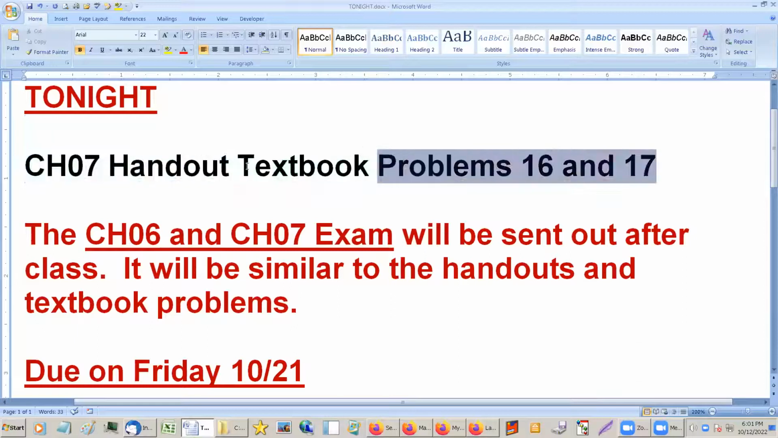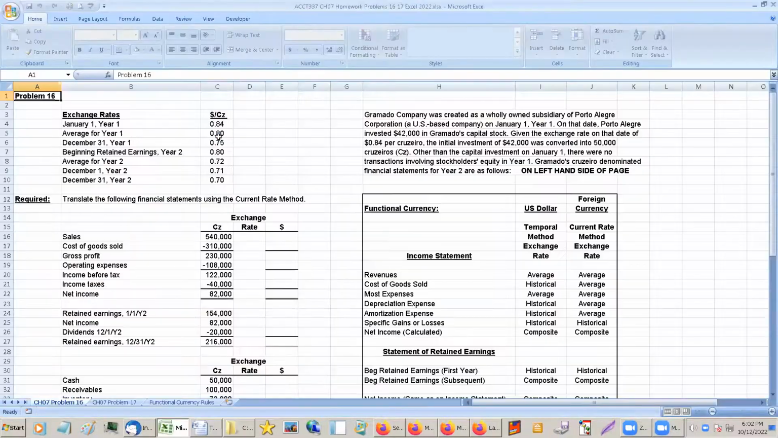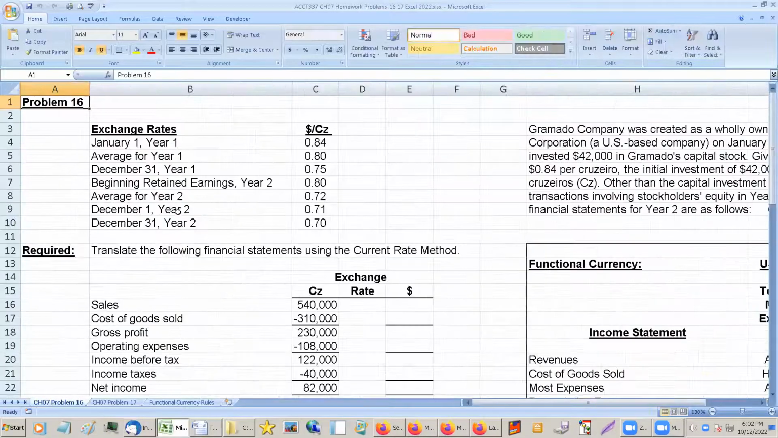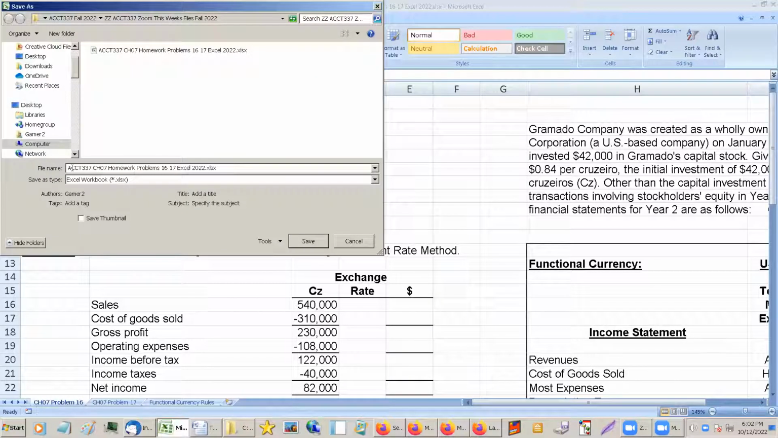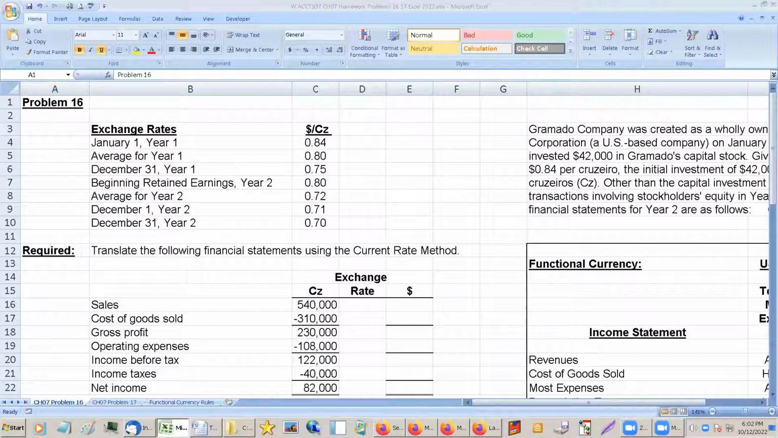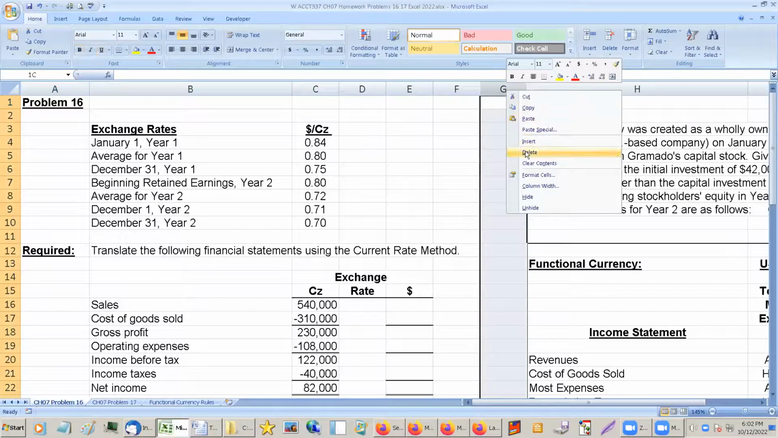But we're gonna do these, the textbook problems. There's two of them, and, yeah, so we'll go ahead and get started on that. Sorry. Okay. So this is problem 16, and again, it's similar to what you're gonna have in the book.